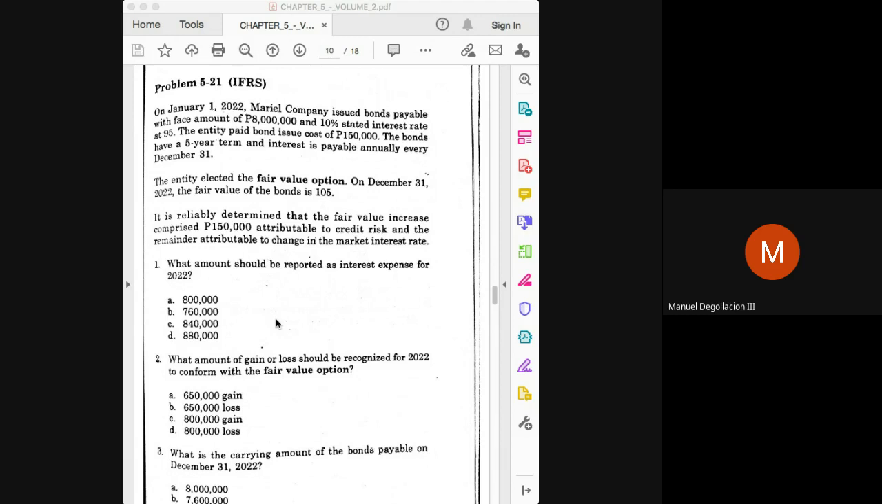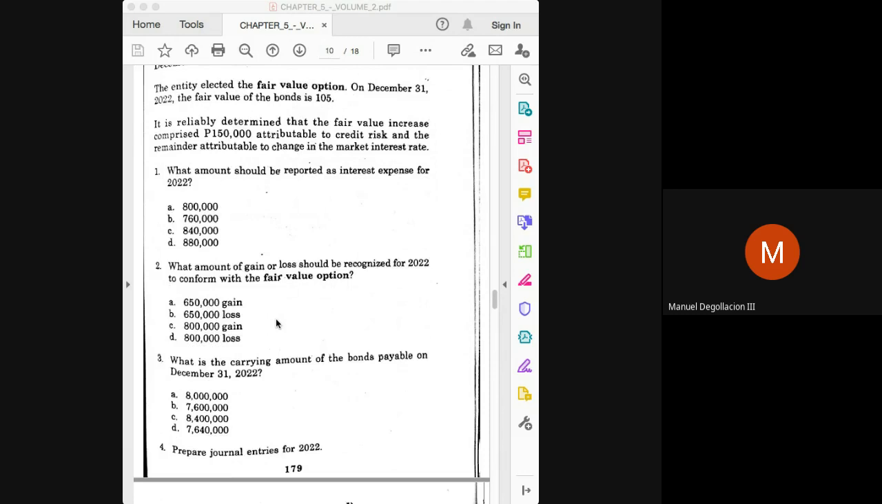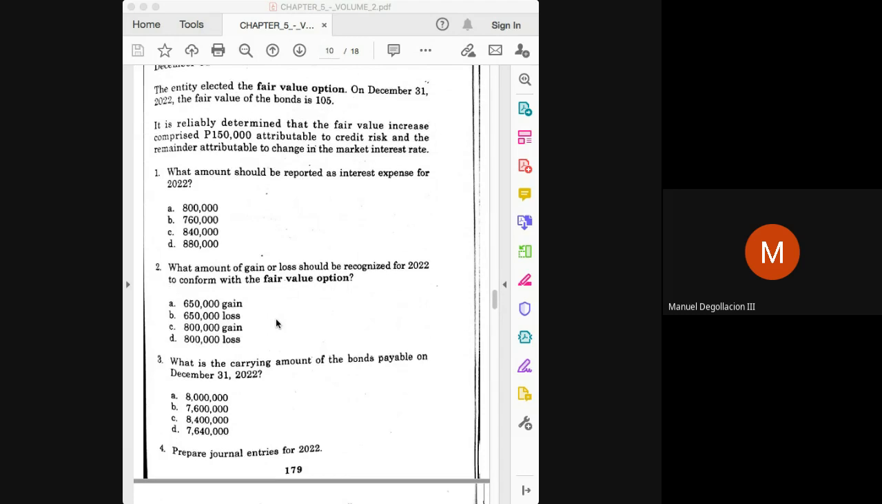But you would ask, what will be our answer in number 3? What is the carrying amount of the bonds payable? The answer here would simply be the fair value on that date, which is 8,400,000. So you would ask, if the carrying amount on that date is 8,400,000 and its previous carrying amount was 7,600,000, but the amount of loss that we recognized was only 650,000, how do we reconcile this one? Okay, you would say there's a shortage of 150,000.